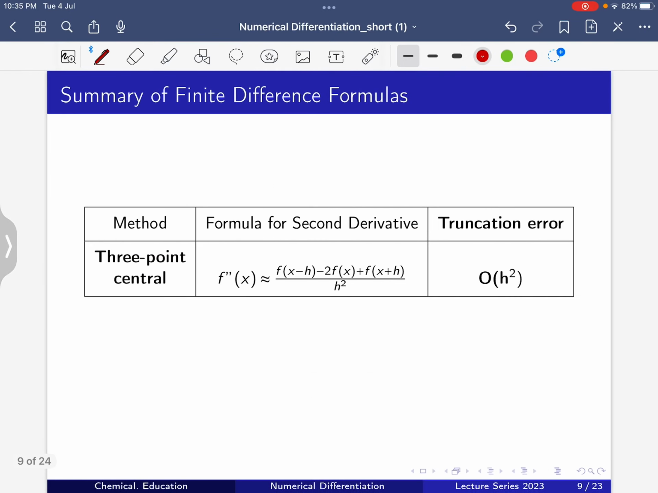Another formula is the 3-point central difference, by which we calculate the first order derivative as well as the second order derivative. Here we are calculating the numerical value, or numerical differentiation. By using this formula we can calculate the second order derivative of any function at a particular x value.